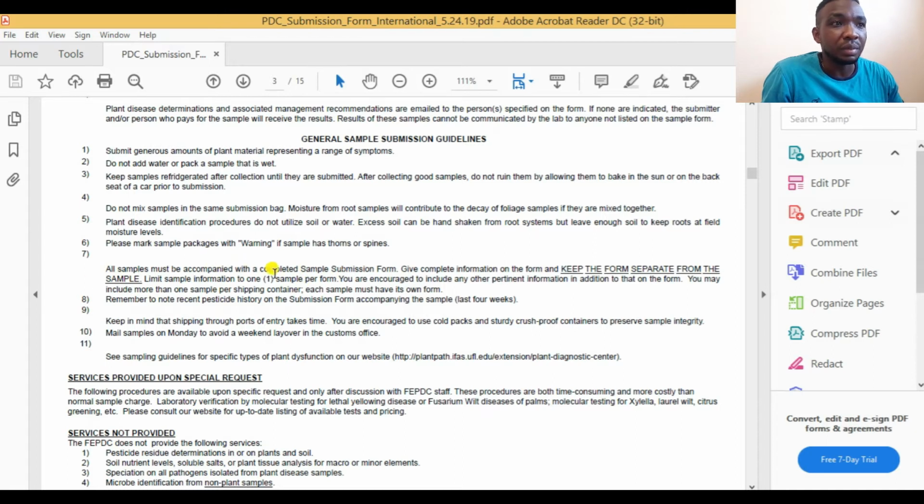All samples must be accompanied with a completed sample submission form, which I'll show you in a second. Give complete information in the form and keep the form separate from the sample. Note recent pesticide history on the submission form. There's an area on the submission form where you say if you have used any pesticide. All right, so that's basically it.